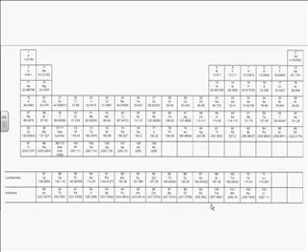Okay, so here's the periodic table that we all know and love. It is arranged into columns based on the number of valence electrons that these atoms have. Everybody in the first group has got one valence electron. Everybody in the second group has got two.